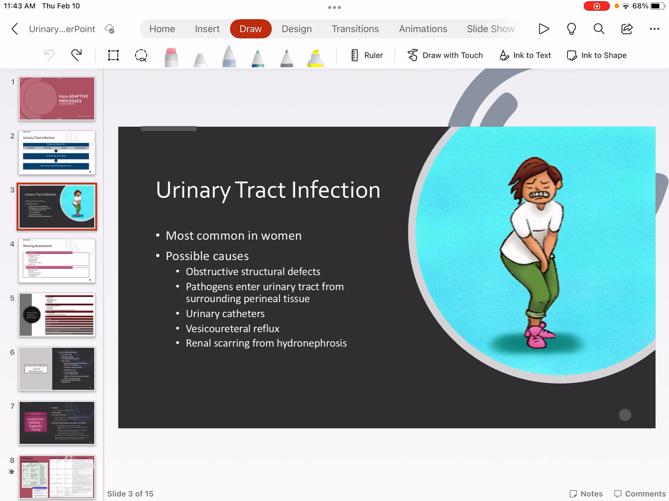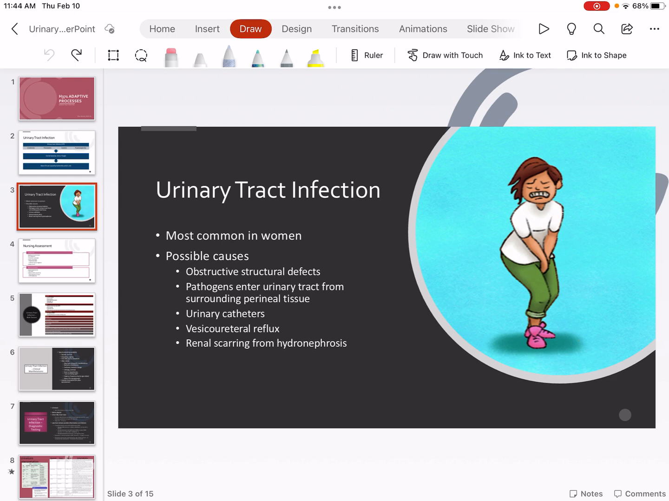And then another potential cause is renal scarring, so scarring within the kidney tissue as a result of hydronephrosis. And we talked about hydronephrosis in the renal calculi video lecture.